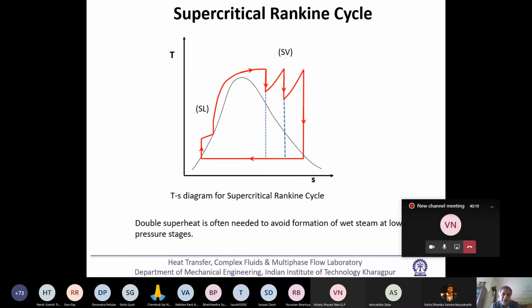So the supercritical Rankine cycle looks like this. This is the TS diagram. We have not entered the two-phase dome for change of liquid phase to vapor phase. We have crossed the critical point, and then of course there are different reheating stages. These are reheating stages. So with that, our cycle will look like this.